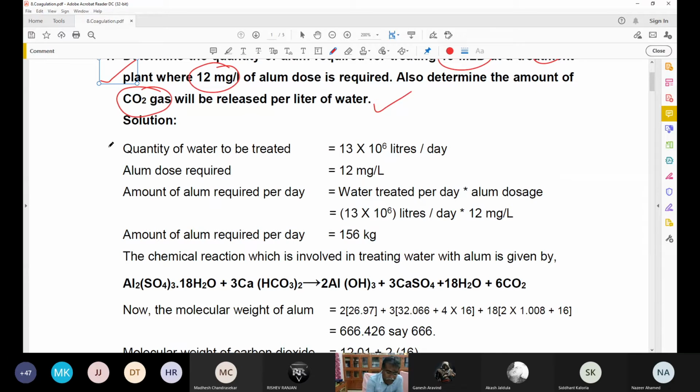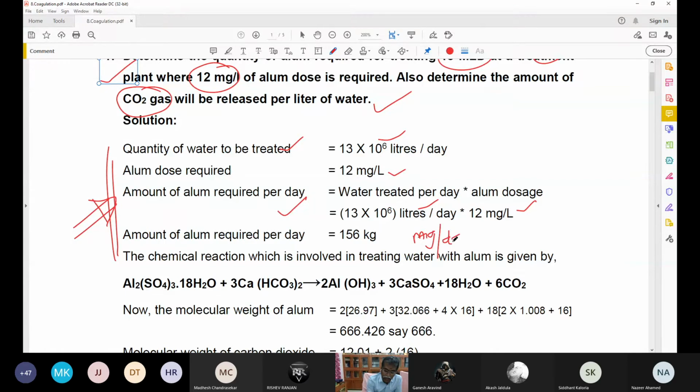Yeah. So this is very simple. As I normally keep telling you in calculations, if the quantity is given and the dosage is given, you just multiply both, then you get the quantity. Quantity of water to be treated is 13 into 10 power 6 liters per day. Alum dosage is given in the problem as 12 milligram per liter, and you multiply both: 13 into 10 power 6 liters per day, that is the water to be treated, multiplied by the alum dosage of 12 milligram per liter, you get the result in milligram per day.